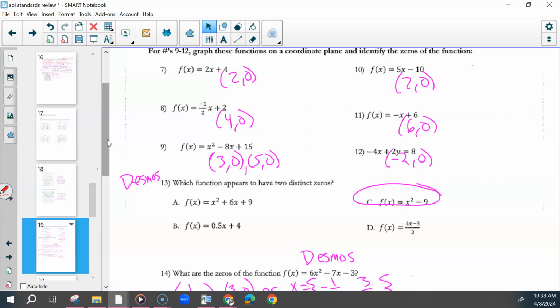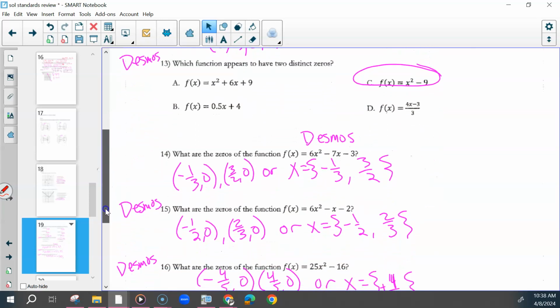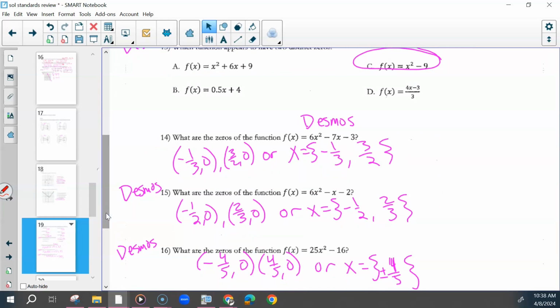13 asked for which one had 2 distinct zeros, so 2 zeros. And C was the only one that did that. And then in 14 through 16, if you had put that into Desmos, you got 2 zeros. You could either put them in as ordered pairs or write it as a set notation. So 14 was negative 1/3 and 3/2. 15 was negative 1/2 and 2/3. And 16 was negative 4/5 and positive 4/5.